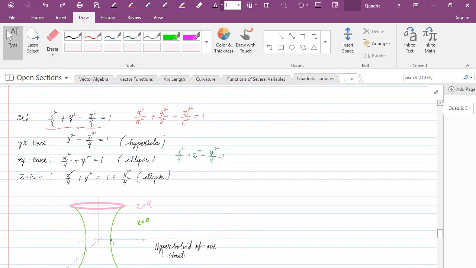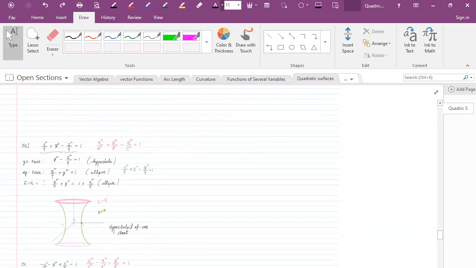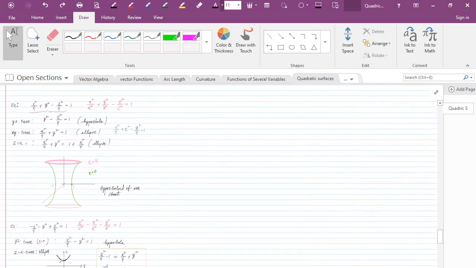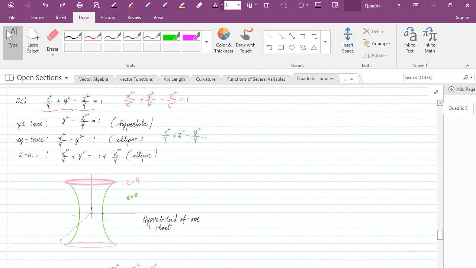Okay, so generally the general version of this equation would be x squared over a squared plus y squared over b squared minus z squared over c squared is equal to 1. And the graph of any equation of this form would be a hyperboloid of one sheet that extends along the z-axis.